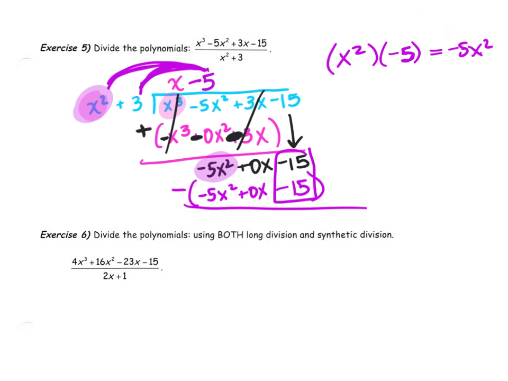And let's say we have to distribute that negative. So this is going to become plus, plus, minus, plus, and you have no remainder. So that's my final answer, x minus 5. That's it, x minus 5. All right, let's move on.